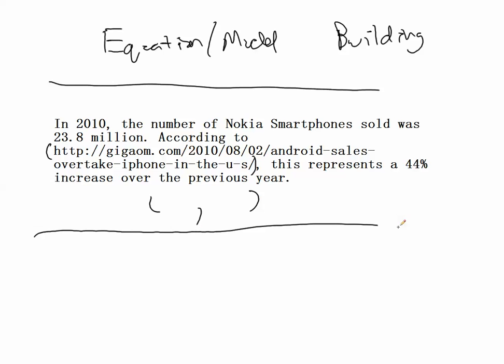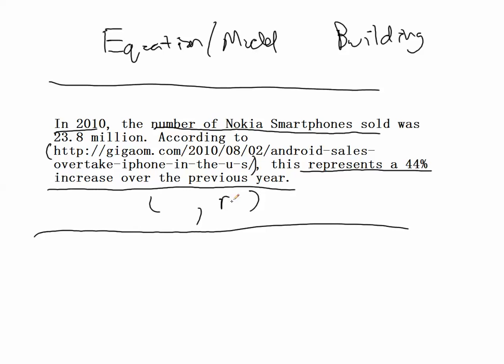Okay, so I'm assuming you've paused. And now it appears that we're looking at two things. We're looking at the number of Nokia smartphones sold, and we seem to be interested in a time period, right? Because we're saying this represents a 44% increase over the previous year. So it appears that we want to look at the number of Nokia smartphones. Let's give this a symbol of n, and we want to look at it as a function of the number of years. So this is time.